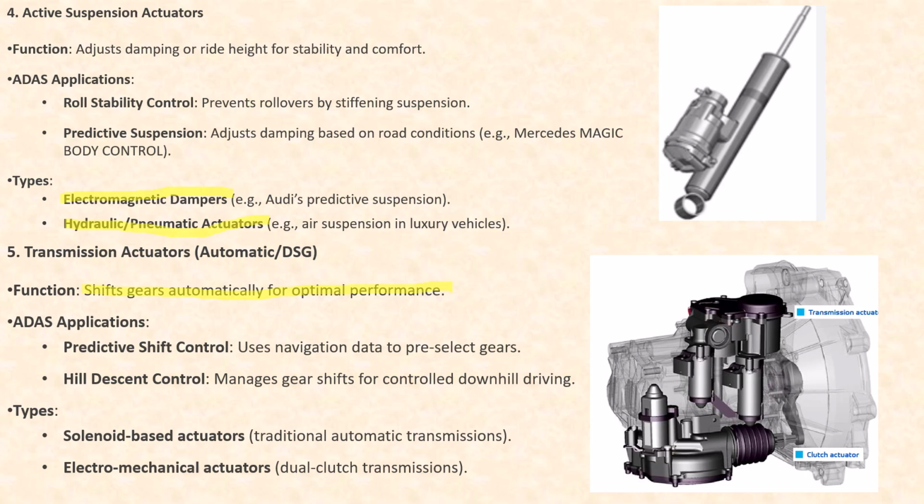Your vehicle must switch gears, and in this gear switching mechanism, transmission actuators are of extreme importance. And what are the various types? One is the solenoid based actuator, another is the electromechanical actuator. The solenoid based actuator is used in traditional automatic transmission, and the electromechanical actuator, which is slightly modern and slightly expensive, is used in dual clutch transmission.